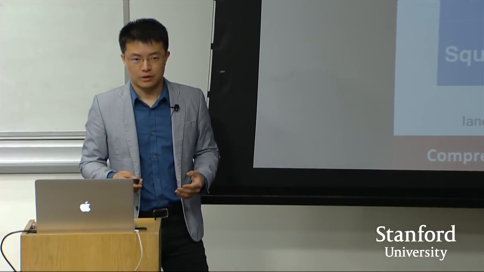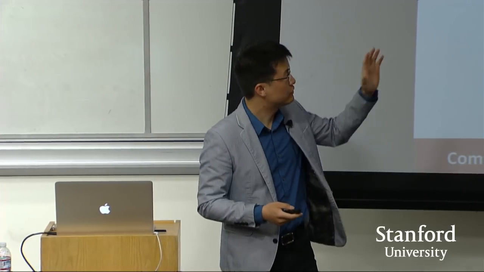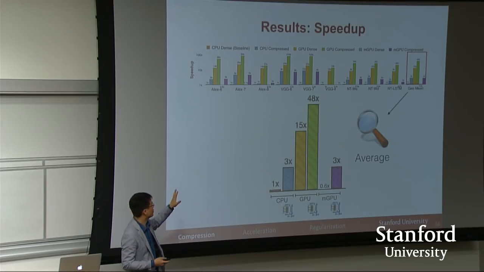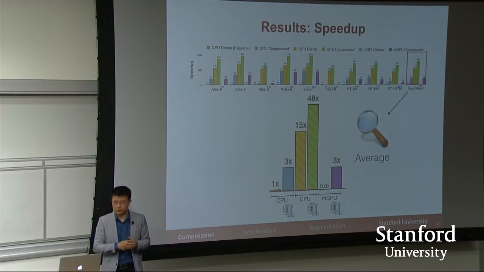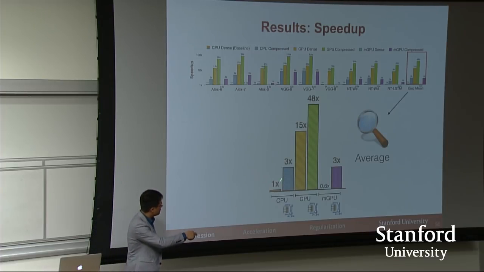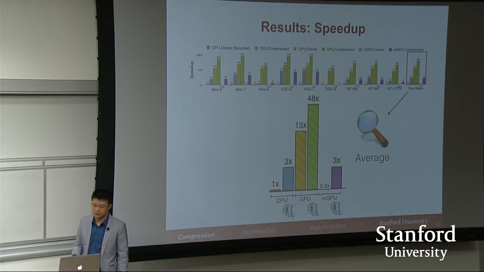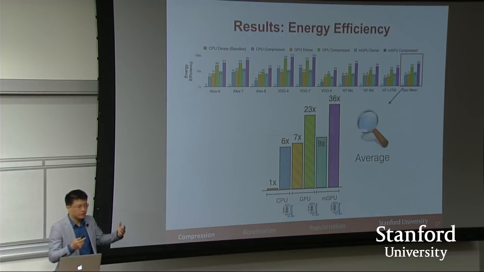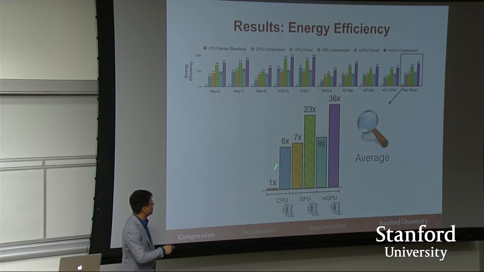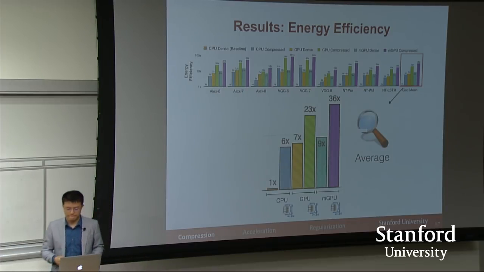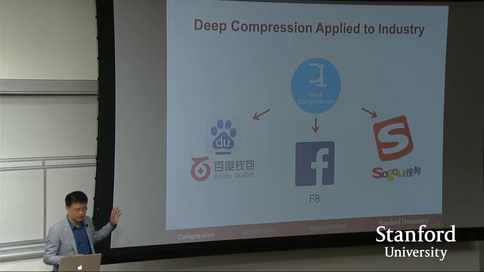So what does it mean? It's possible to achieve speedup. This is the speedup I measured for these fully connected layers only for now, on the CPU, GPU, and mobile GPU, before pruning and after pruning the weights. On average, I observed 3x speedup on the CPU, about 3x speedup on the GPU, and roughly 5x speedup on the mobile GPU, which is a TK1. So is the energy efficiency, with an average improvement from 3x to 6x on the CPU, GPU, and mobile GPU. And these ideas are used in these companies.